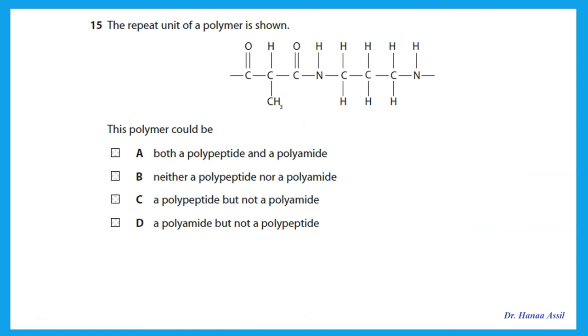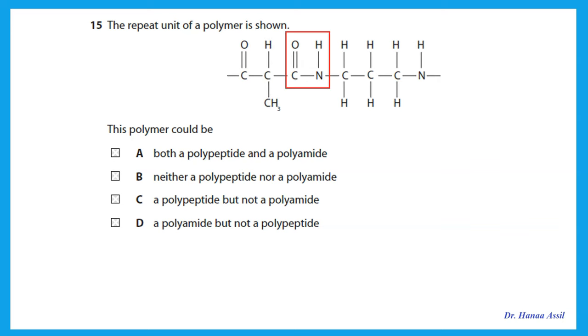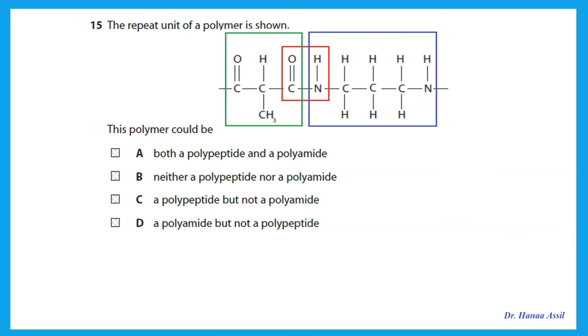The repeat unit of a polymer is shown. This polymer could be, is this a polyamide or a polypeptide or both? Remember, a polypeptide is made of units made of amino acids. That means one side acid, one side amine. Is it a polyamide? Yes, it is a polyamide because it has an amide linkage, but is it a polypeptide? No, the units are obviously made of diacid and diamine, so it is not a polypeptide.